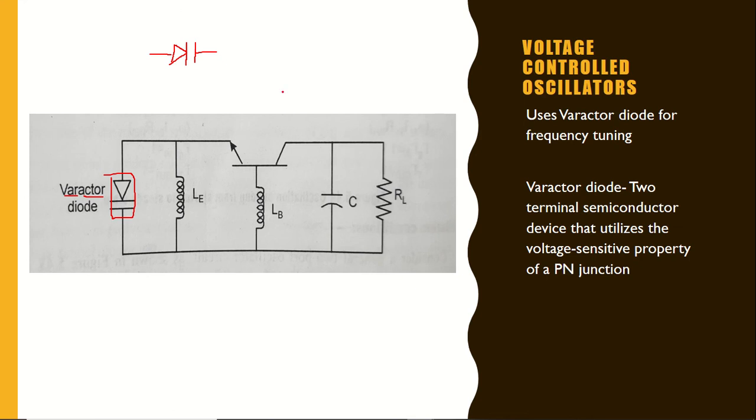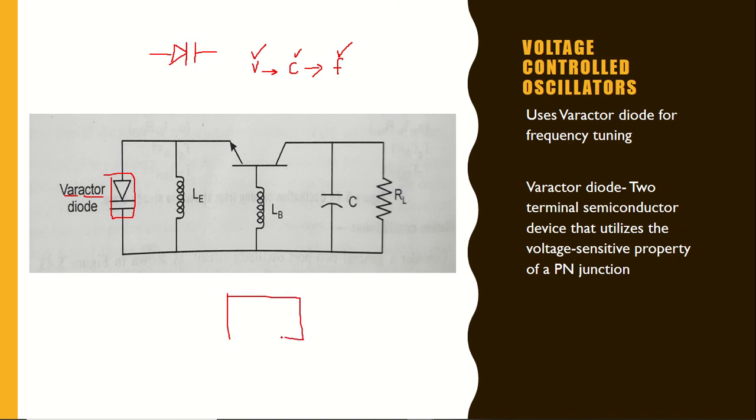So change the input voltage. I am going to change V. Changing V changes the capacitance of the varactor diode. Changing the capacitance changes the frequency of oscillation of the given signal. I hope you're clear with the flow. So first we'll change the bias voltage. Changing this voltage changes the capacitance value of the varactor diode, and by change of capacitance we are going to change the oscillating frequency.